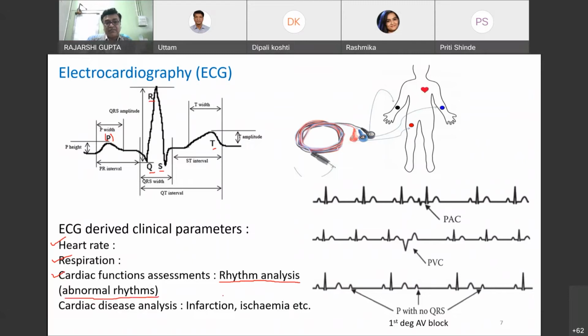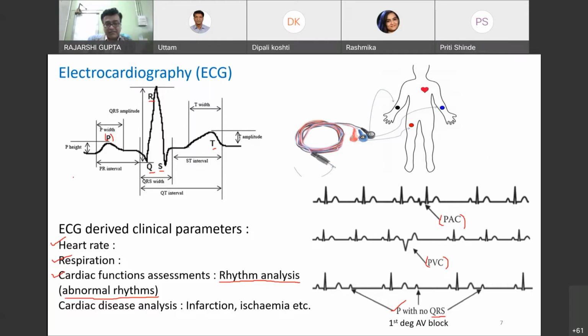There are many types of arrhythmia or irregular heartbeats. I have shown some of the figures, like this represents premature atrial contraction. This is premature ventricular contraction. And you can see that this is first degree atrioventricular node block. So there is no QRS. Like this, many cardiac functions can be assessed.